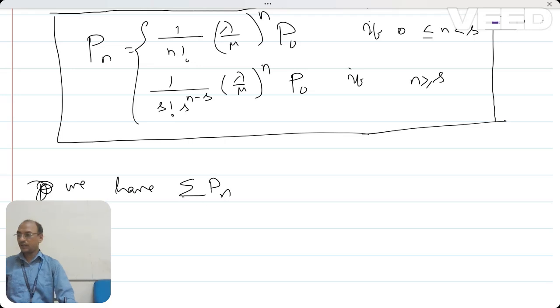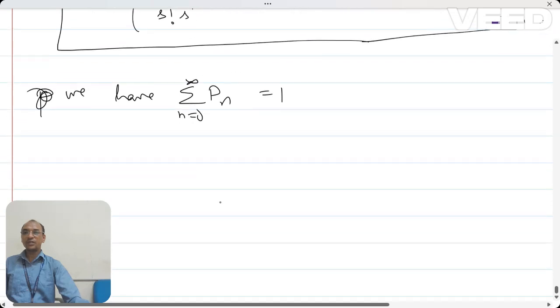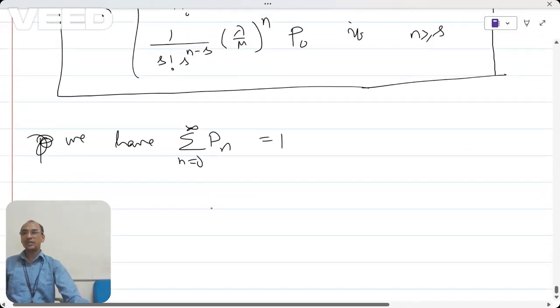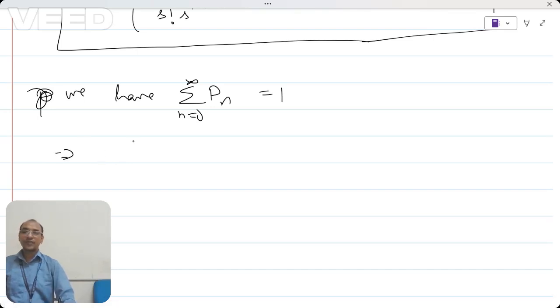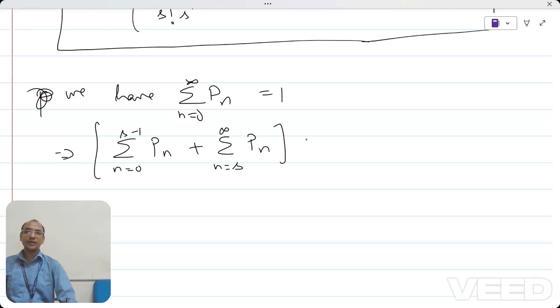We have summation Pn, n equal to 0 to infinity, is 1. But this n equal to 0 to infinity has two parts. One is up to s, other one is beyond s: s minus 1, and s to infinity. So I can write this one as summation n equal to 0 to s minus 1 of Pn, plus summation n equal to s to infinity of another Pn, and that is equal to 1.